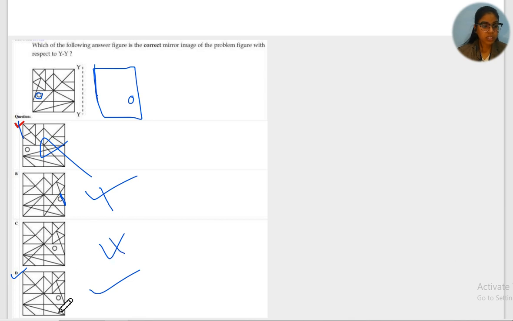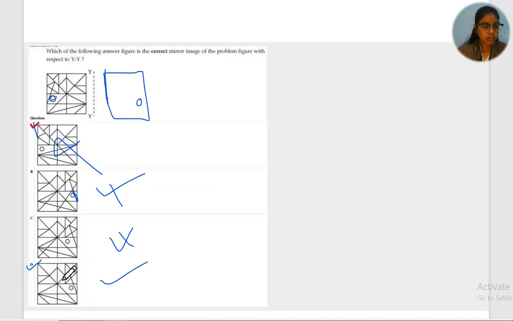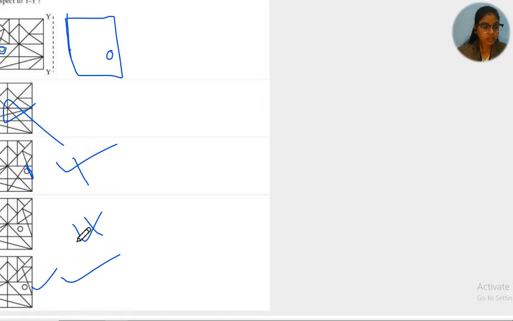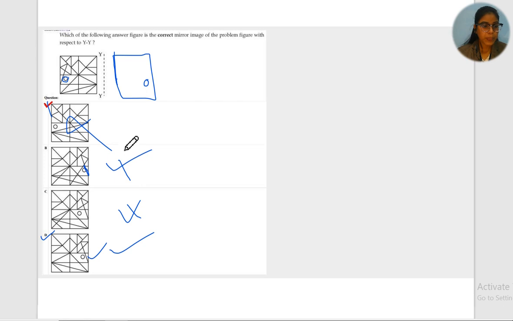Now look into option D. Option D is well matching with the position of the circle which is given to you in your question. So D is your right answer.